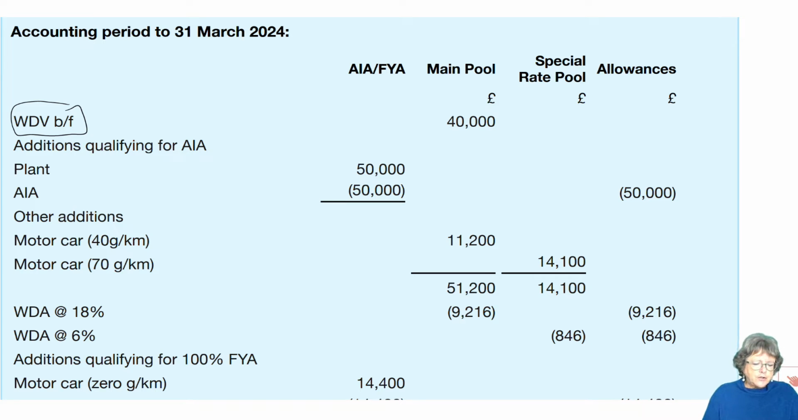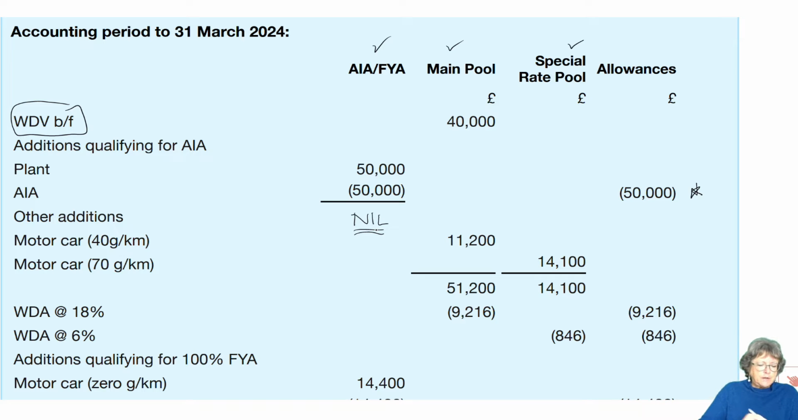So additions that qualify for AIA, always do them, always work 1, 2, 3 and work across your page. So we're going to do the AIA equipment first. So the plant definitely qualifies for AIA, and we take the full amount off, and don't forget to take it and put it in your allowances column, thus clearing that column out. It's a calculation column only.